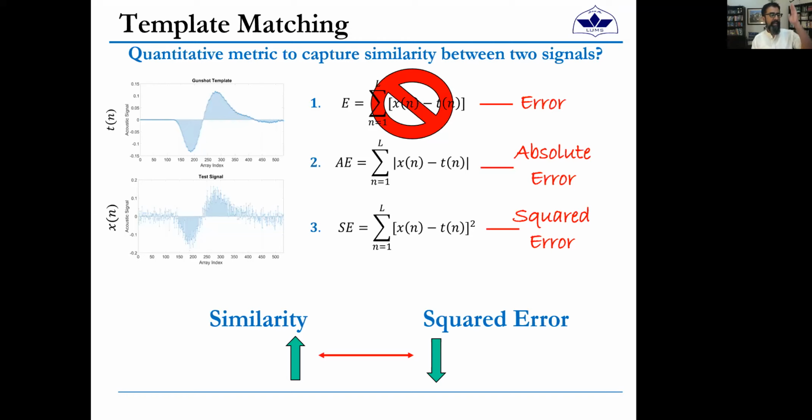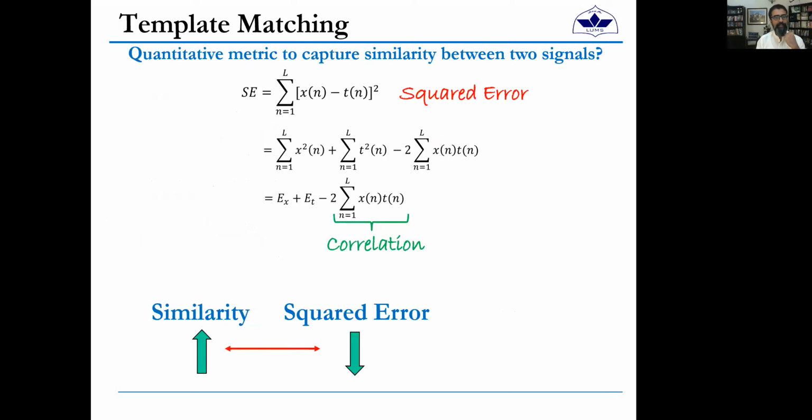What do you expect? If the similarity goes up, you would obviously expect the squared error to go down. That makes sense. If they're exactly the same, the squared error would be zero. And I can actually claim that the squared error will be zero if and only if they're exactly the same. The only way that the squared error could be zero is if the gunshot template and the test signal are exactly the same. There's no difference whatsoever. Only then will the squared error be zero.